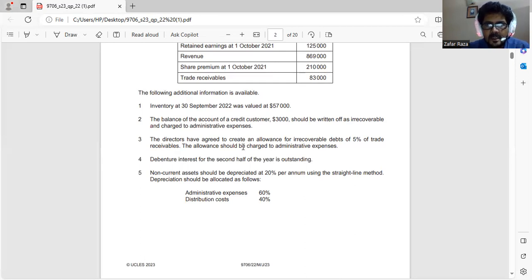Now, the directors have agreed to create an allowance for irrecoverable debts of 5% of trade receivables. The allowance should be charged to administrative expense. Again, provision for doubtful debts is going to be added to administrative expense. And non-current assets should be depreciated at 20% per annum using the straight line method. Depreciation should be allocated as follows: 60% to administrative costs. So there are three items we need to add into administrative expense, besides its own value of $28,000.